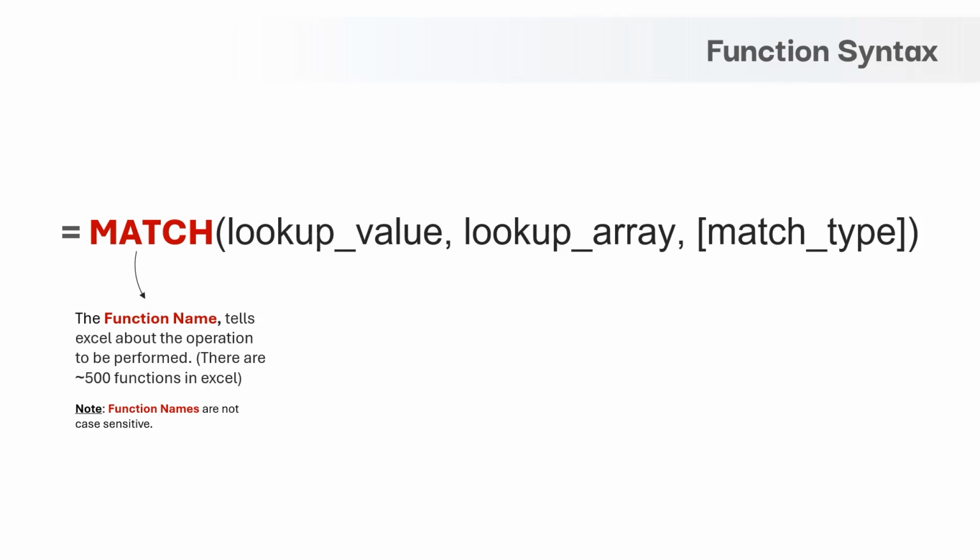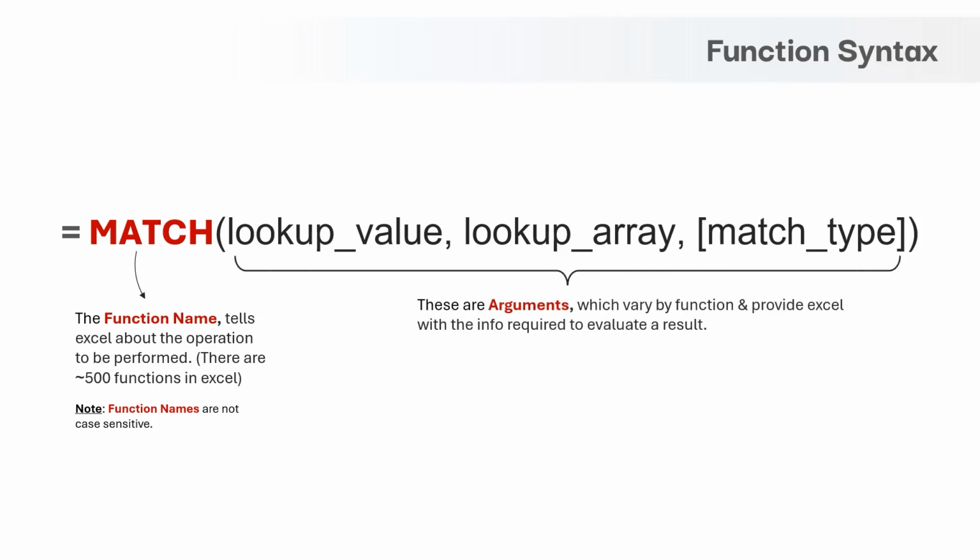Right after the function name, everything that you see between two parentheses are called arguments. These arguments are specific to each function and are designed to provide inputs or information to Excel, using which it is going to perform some evaluation on the dataset and give the result.